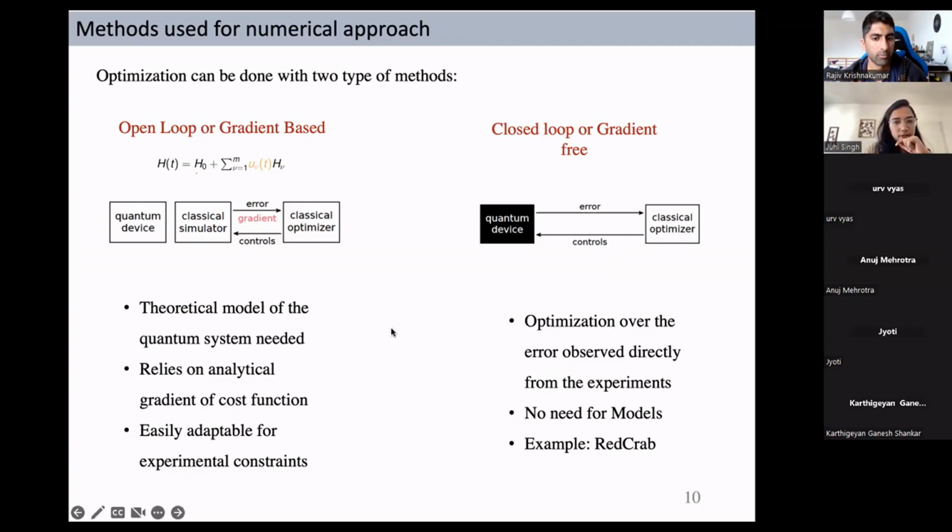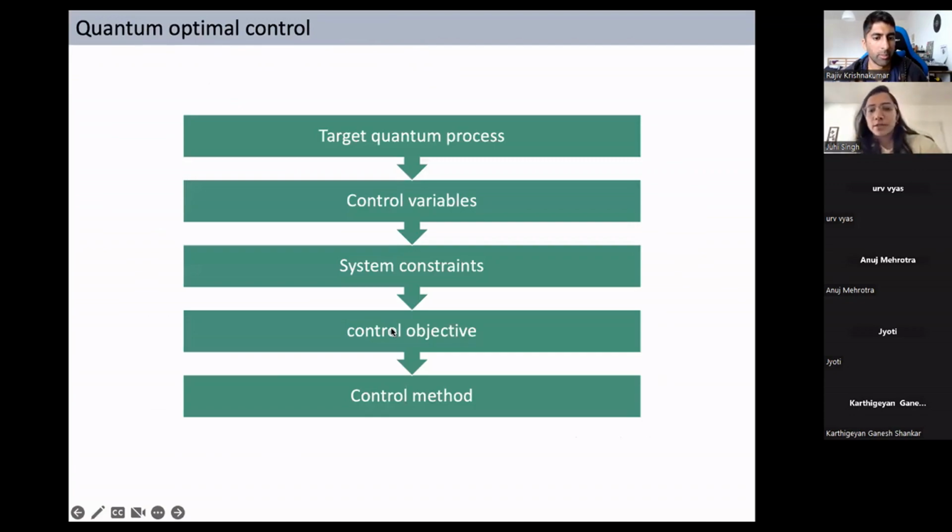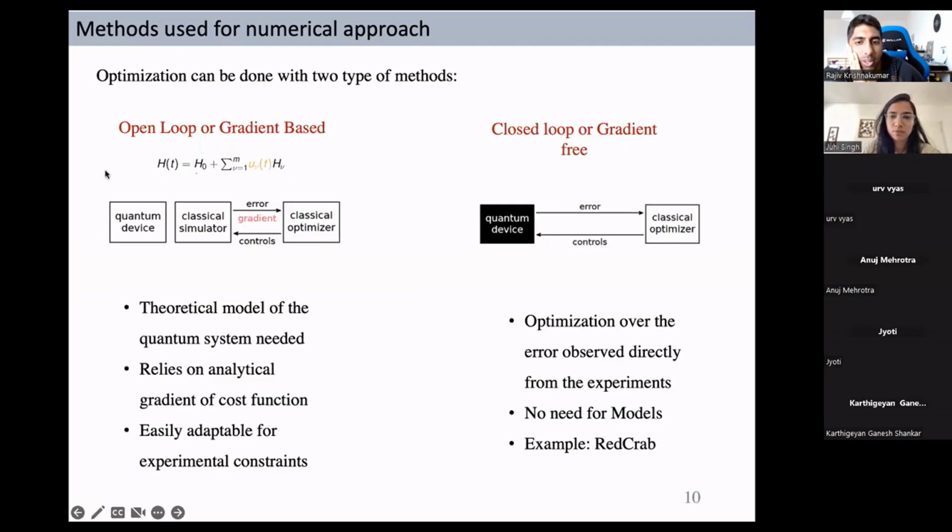Sorry, I just had another question on the previous slide. Would there be any benefits to doing a combination? Something where you model your Hamiltonian, it's not quite exact, but it's good enough. And then you mentioned that open loop is faster, so you do that, and then occasionally, from time to time, you use a closed loop one for kind of tweaking. Yeah, I mean, that's a good observation.